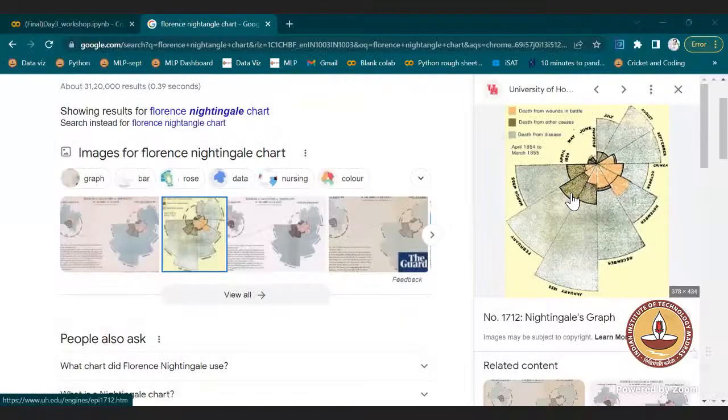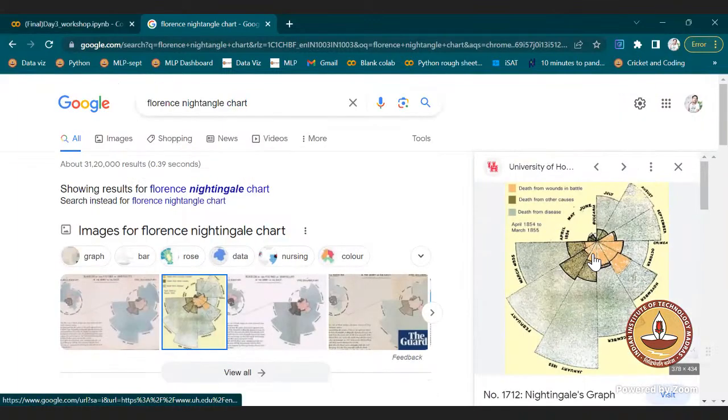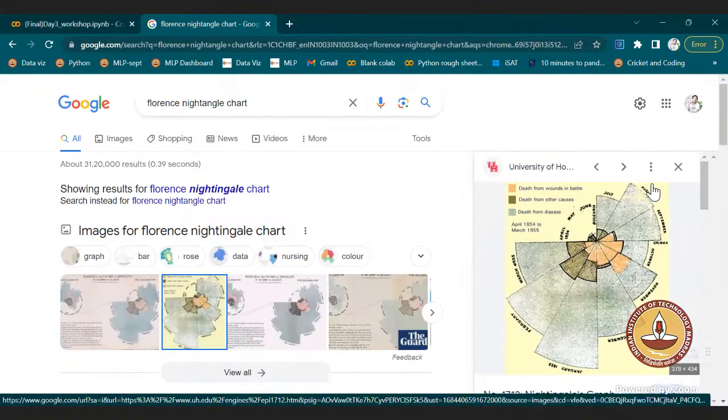So these are the graphs she made. Is it visible? Yes, sir, we can see it. See, this is the graph she made. If I start this story, I will take at least 14 to 15 minutes, so I won't go into that depth.